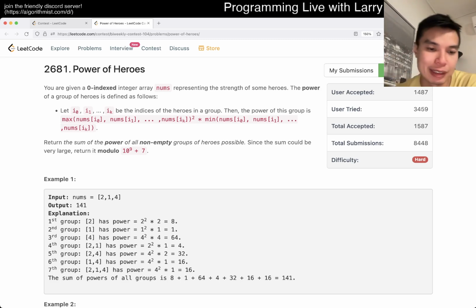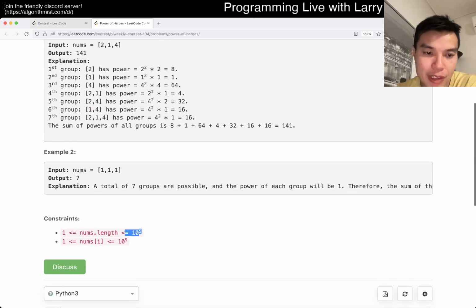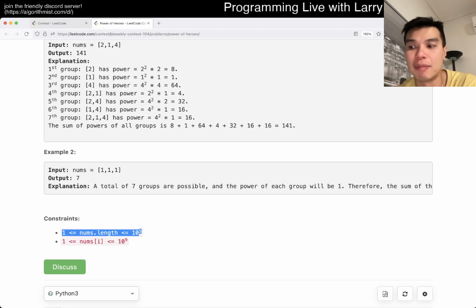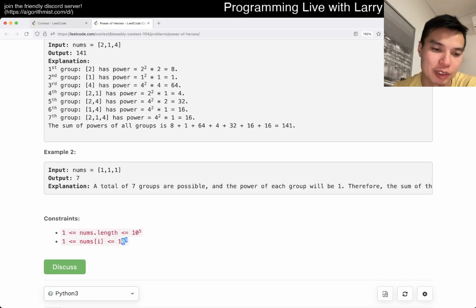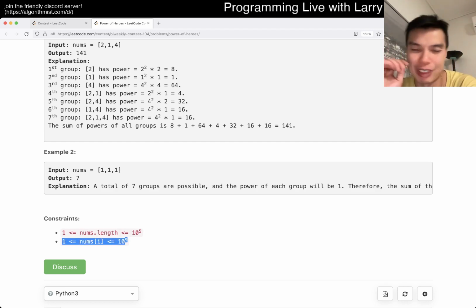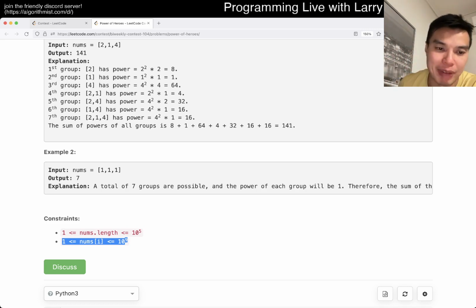So the first thing to notice is that n is 10 to the 5th, right? What that means is that it has to be linear or n log n, something faster than n squared, maybe n square root of n, I didn't do the math on that one. And the other thing is that the number is 10 to the 9th, so you can't really do anything to abuse the range of numbers. Sometimes you can, in an extreme example, if the range is just 1 to 10, then you can do a lot of funky things. But that's not the case, so we have to do something better.